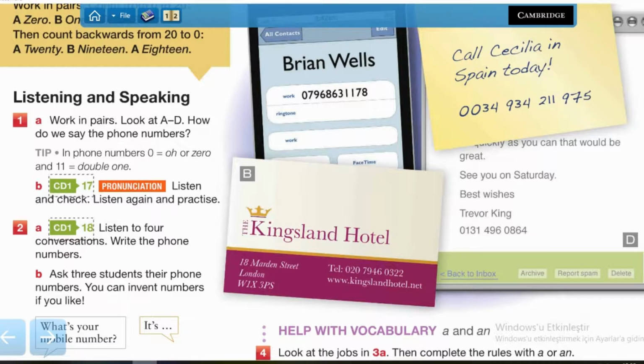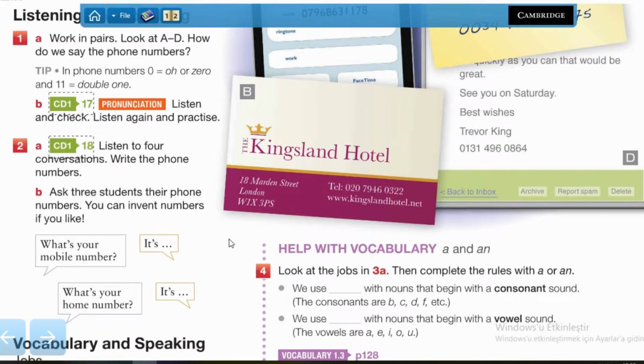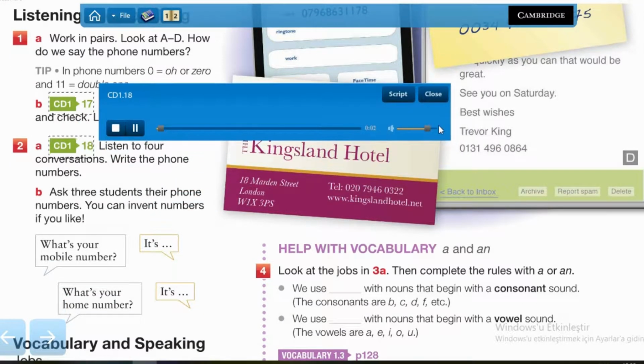We have now 4 conversations. We listen to these 4 conversations and you write the phone numbers. Let's start. Track 18. A.